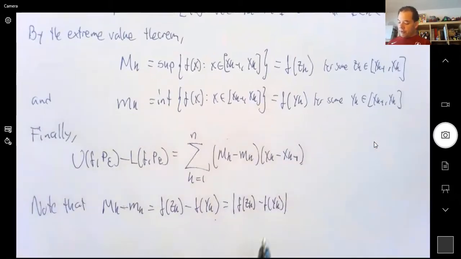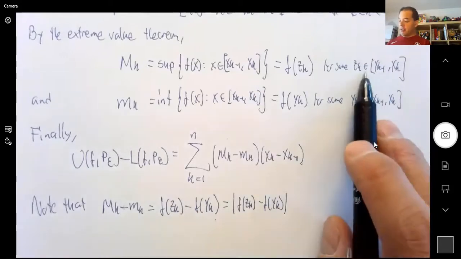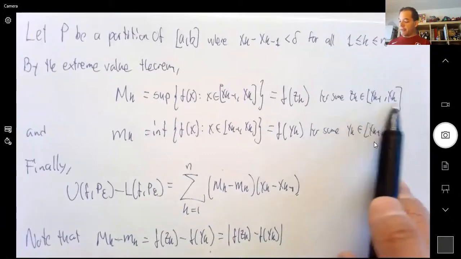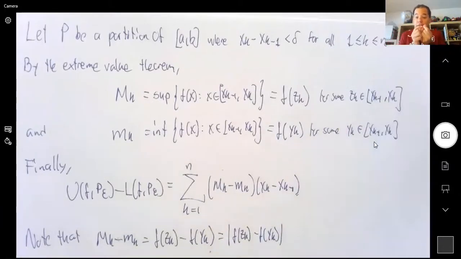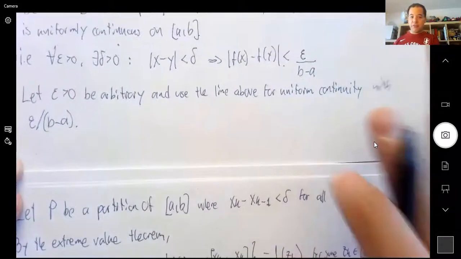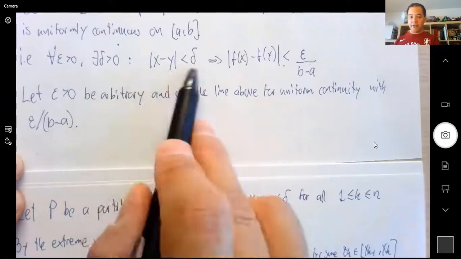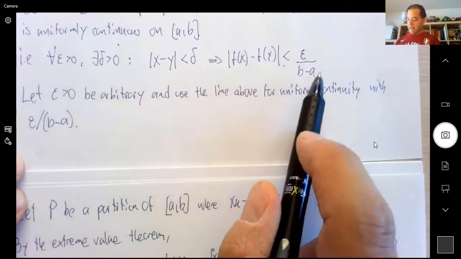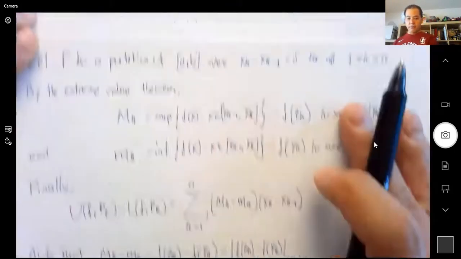But also, more importantly, both yk and zk are in the interval xk minus 1, xk, right? They are both in this interval. So they are close to each other, right? Both the y and the z are close to each other. And what did we know about things that are closer than delta? Let's go back right here on top. Our initial assumption was that if two things are closer than delta, then their function values differ by less than epsilon over b minus a. So that's what we're going to use here.